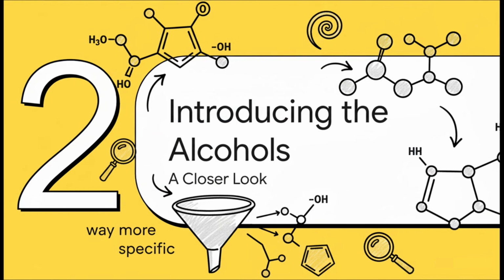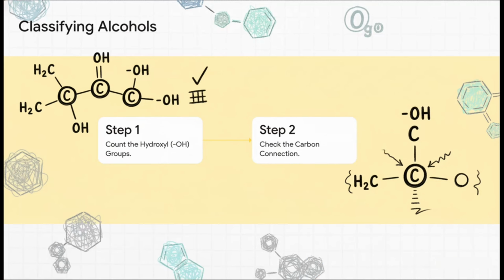So now that we've met the whole family, let's zoom back in on the alcohols for a minute, because just saying something is an alcohol doesn't really tell you the whole story. We can get way more specific, and luckily, there's a really easy way to do it. We can classify pretty much any alcohol out there in two simple steps. First, we just count how many of those OH groups it has. And second, we look at the specific carbon atom that the group is actually attached to. Let's see how that works.